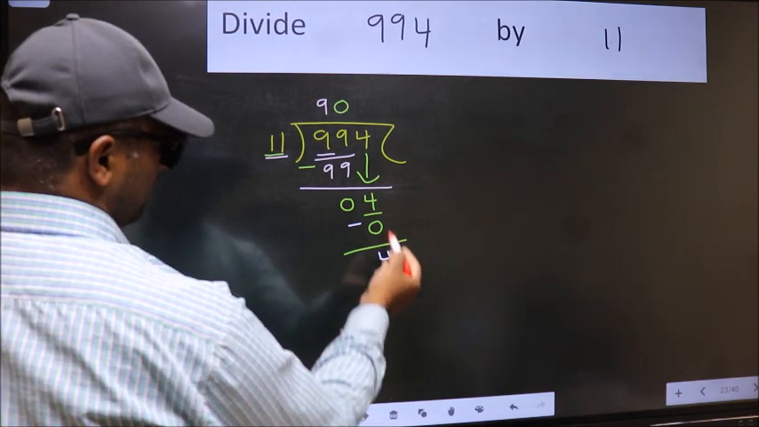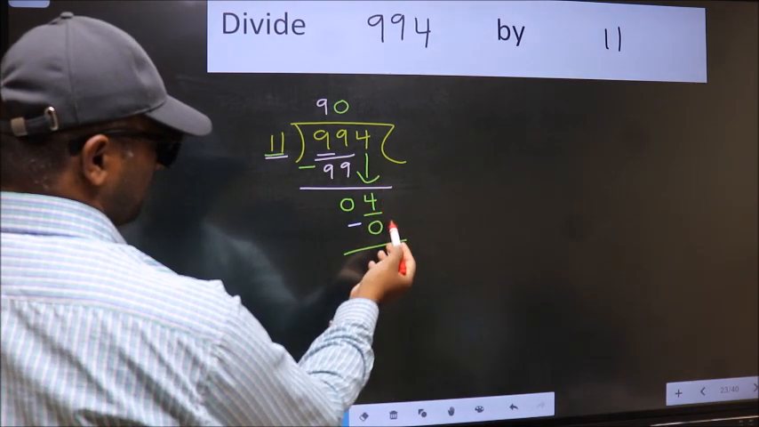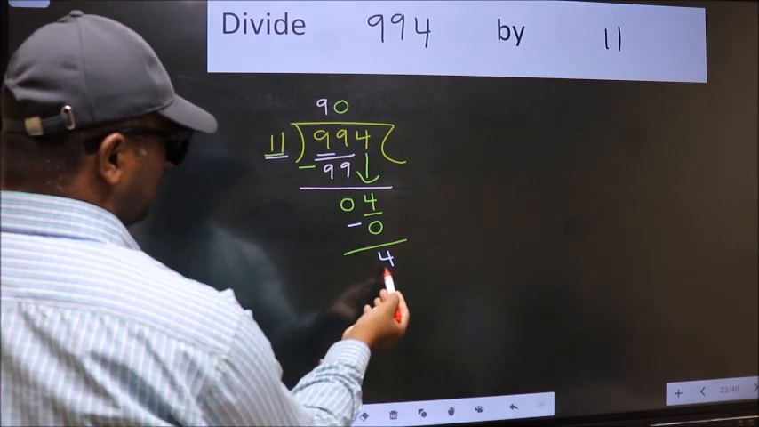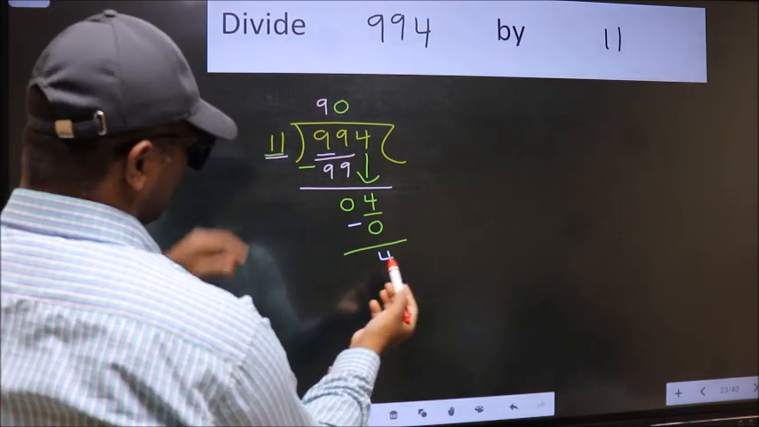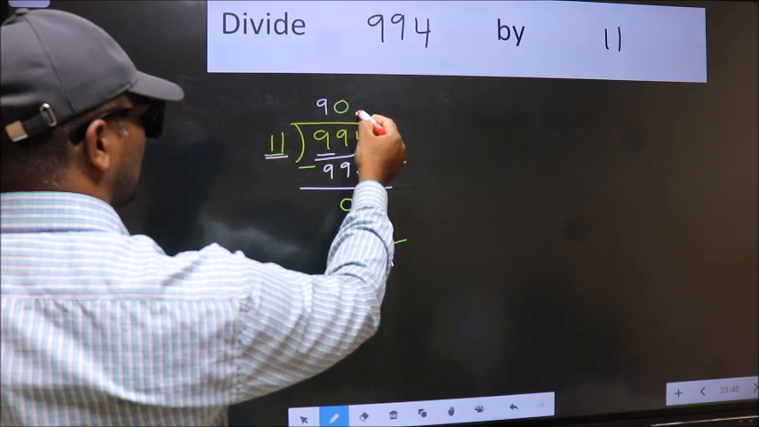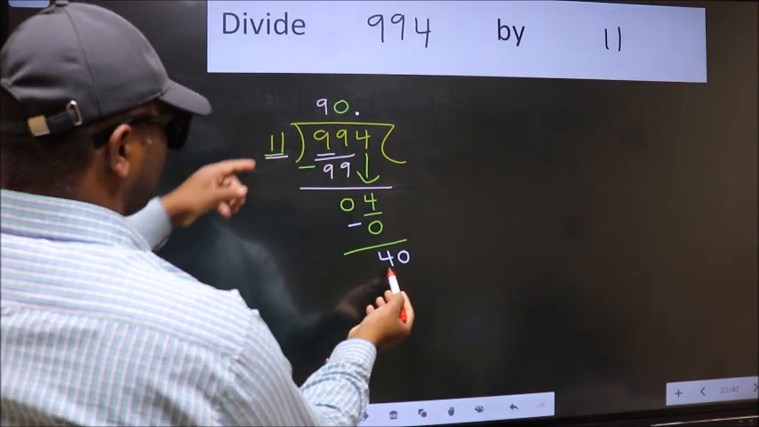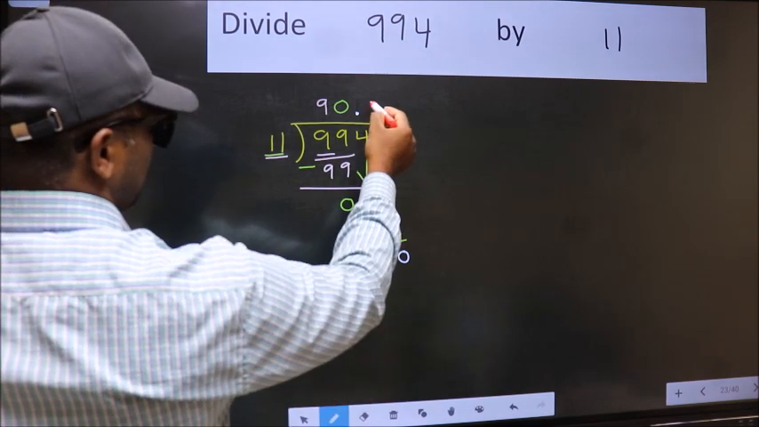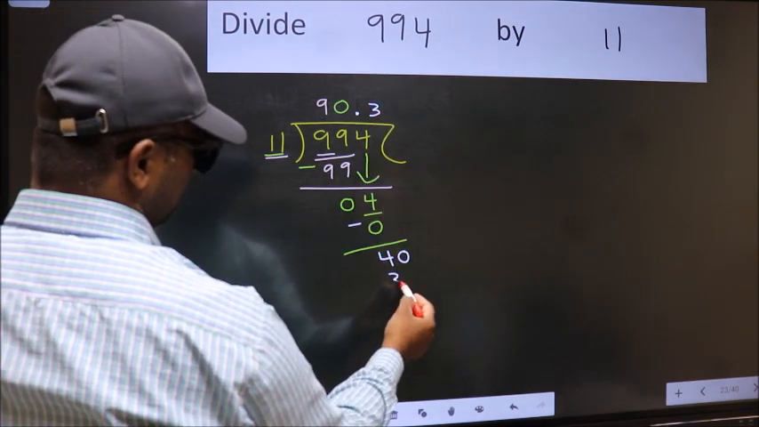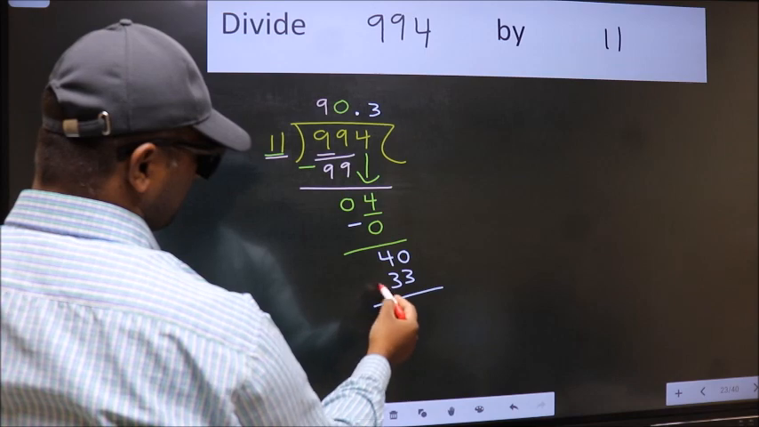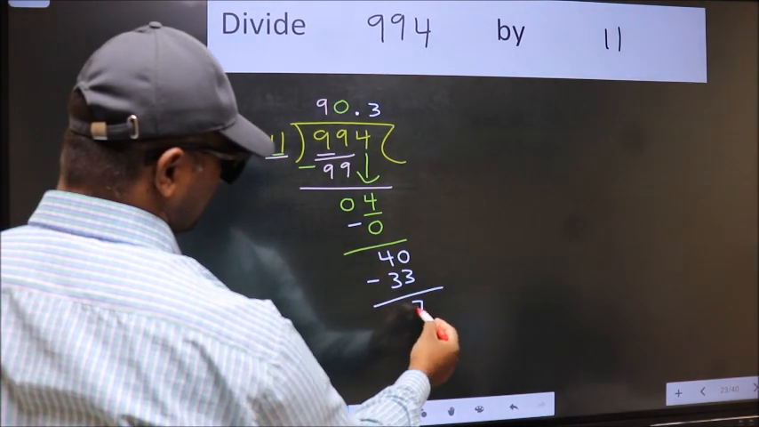Over here, we did not bring any number down. And 4 is smaller than 11. So now you can put a dot and take 0. So 40. A number close to 40 in the 11 table is 11 3's, 33. Now you should subtract. We get 7.